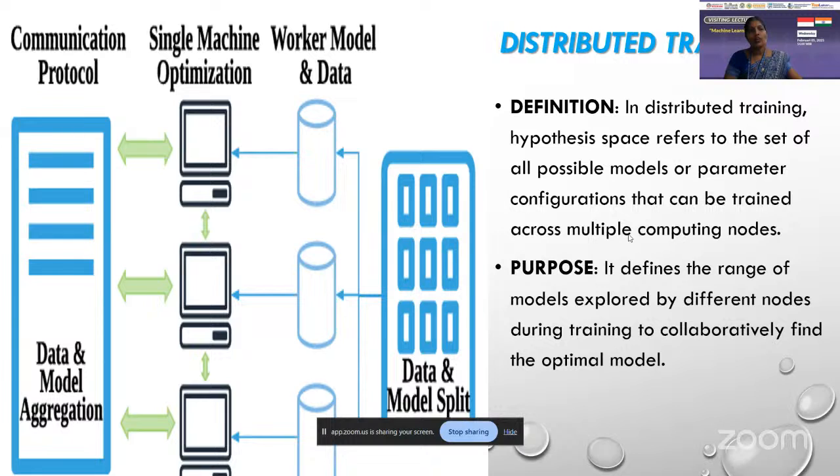It splits the model across the machines for large models. Okay, what are the strategies we are going to follow in distributed training? We can classify the strategy into two types, that is synchronous and then asynchronous.